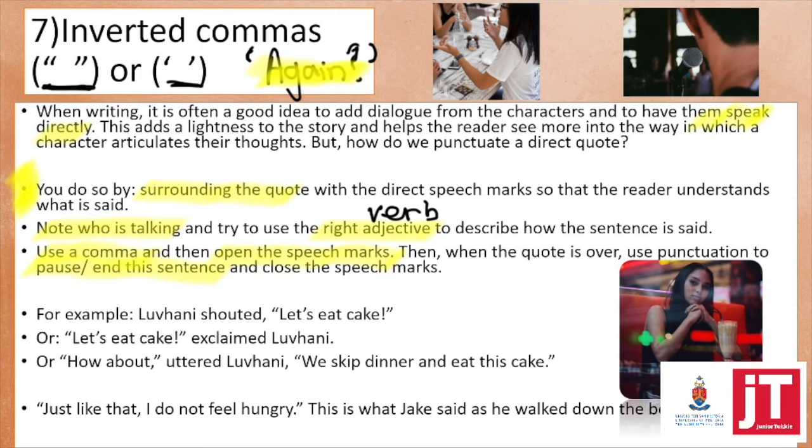Okay, notice where the punctuation is. Luvani shouted, comma, open up those speech brackets. Let's eat cake, exclamation point, okay? And then close the speech brackets. Or it could be said, "Let's eat cake," exclaimed Luvani.